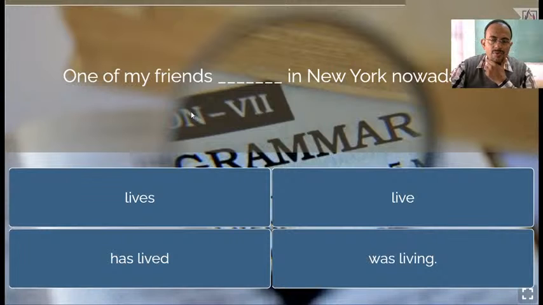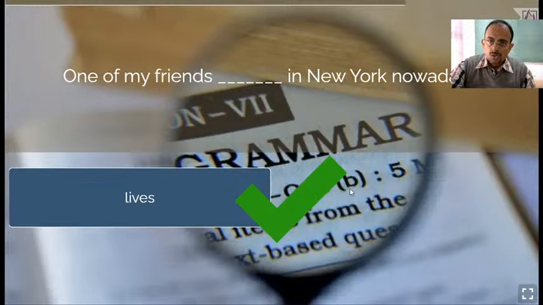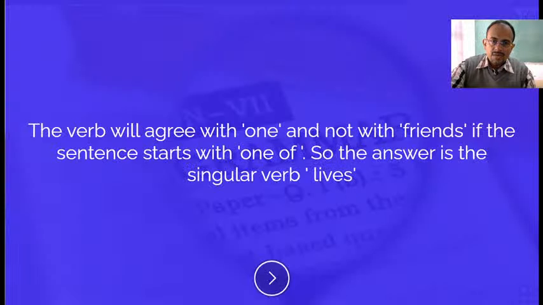Okay, one of my friends, it should be lives. It should be lives because nowadays is given. If it was at the moment or presently or now, then it would be is living, but only nowadays means simple present: lives. So the verb will agree with one and not with friends if the sentence starts with one of, so the answer is the singular verb lives.